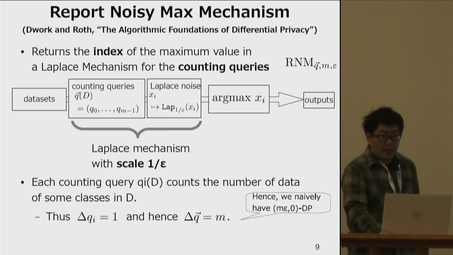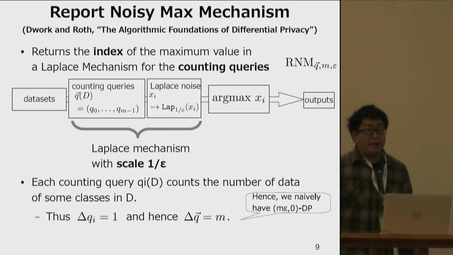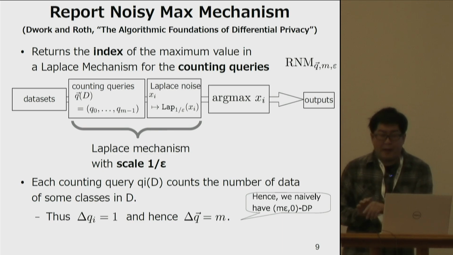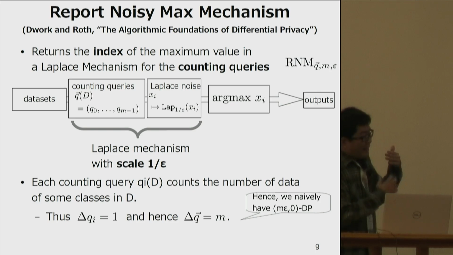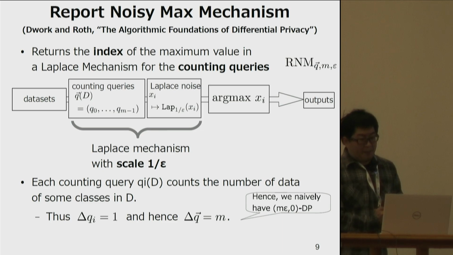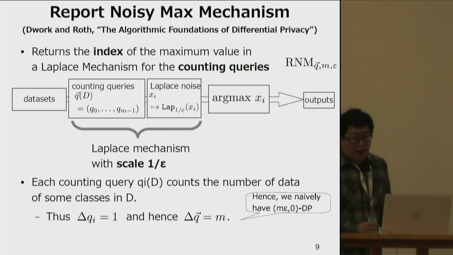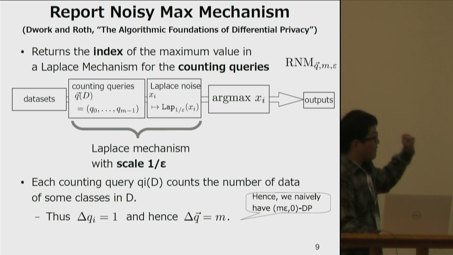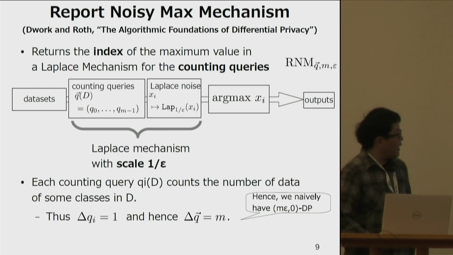Here, the report noisy max mechanism is an application of the Laplace mechanism, but it contains a non-trivial result. First, report noisy max returns the index of the maximum value in a Laplace mechanism for the counting query. So first, we consider a Laplace mechanism for the counting query. Each counting query counts the number of data of some class in a data set D, and each counting query has sensitivity 1.